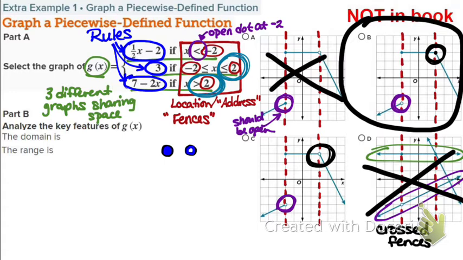Domain and range. Domain for this graph. If I'm talking about domain, am I paying attention to the x's or the y's? X's. Which way does the x-axis go? Right and left. So I'm scanning back and forth, right and left. All right? I can even use my vertical line to help me do this to keep track of it.